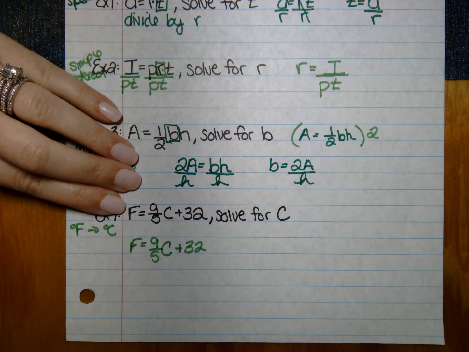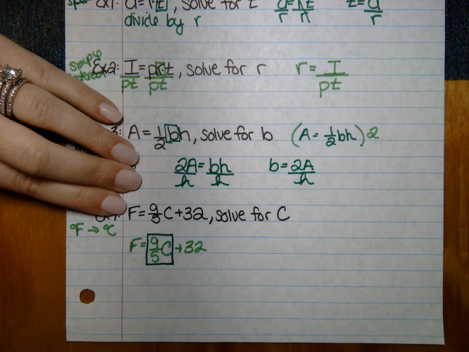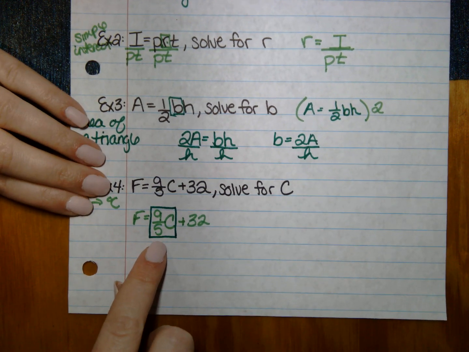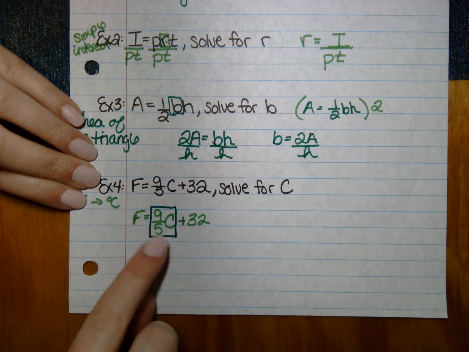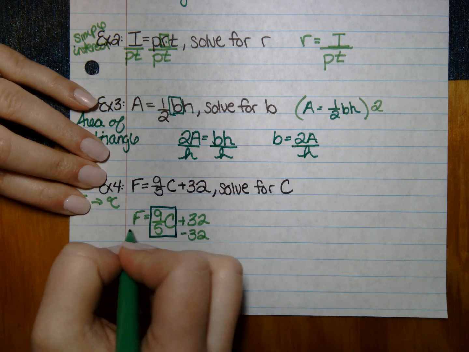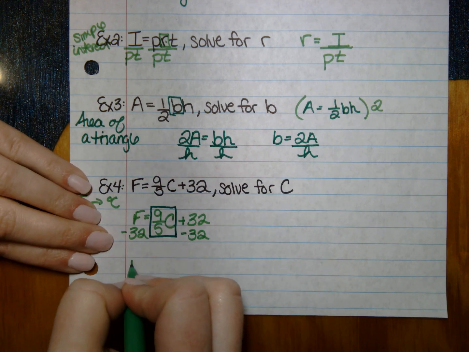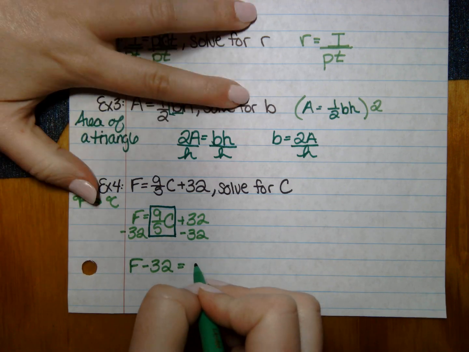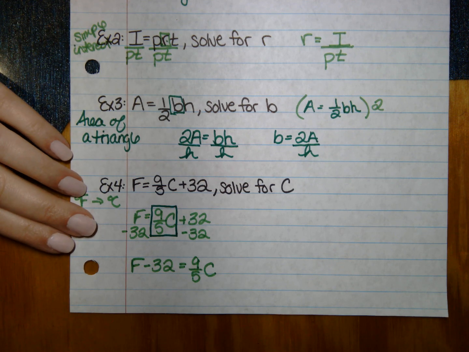So if I'm trying to get C by itself, you can see that C has a coefficient in front of it, that fraction. So this 9/5 C is a single term. I can't change this term until I get it by itself or until I isolate it. So I first need to subtract 32 from both sides. So when I subtract 32, I now have Fahrenheit minus 32 is going to equal 9/5 C.